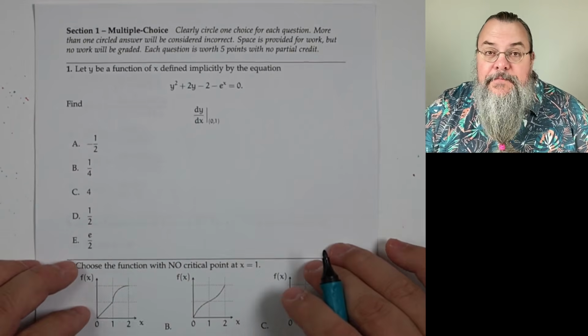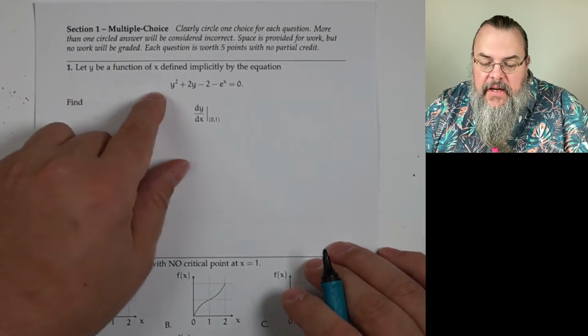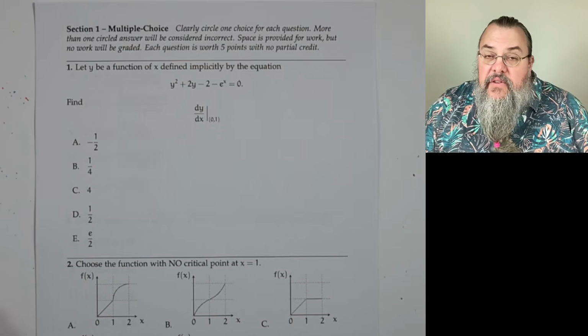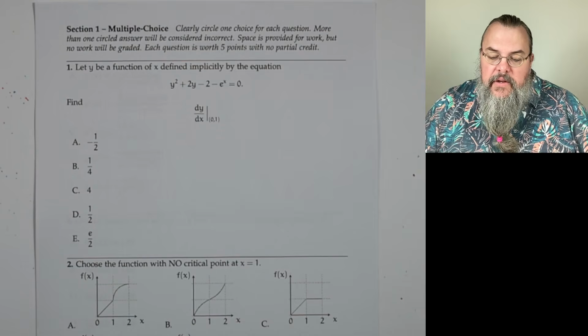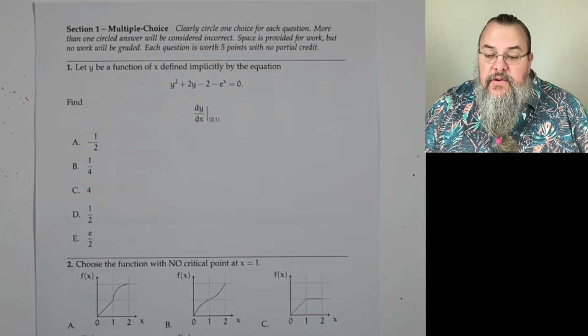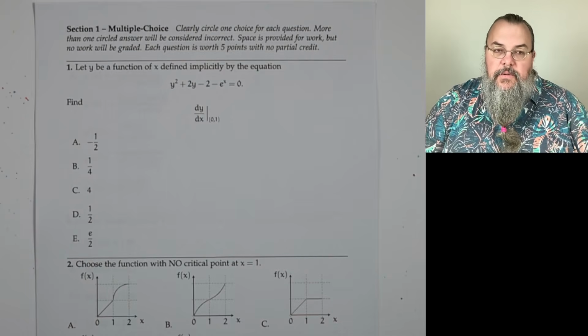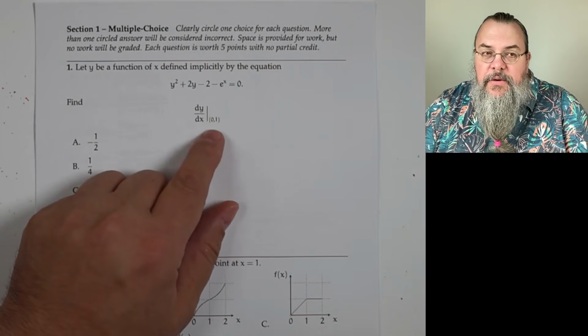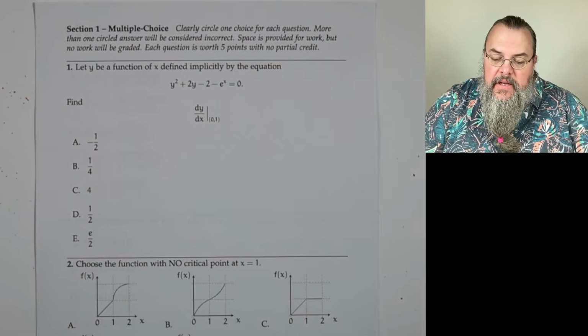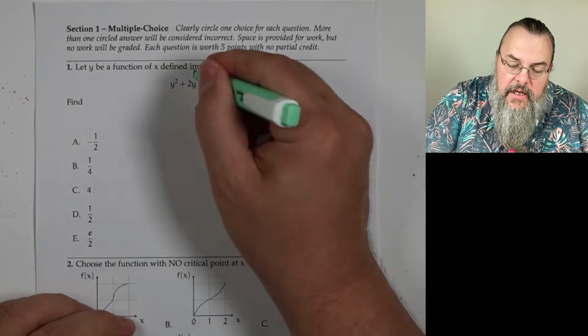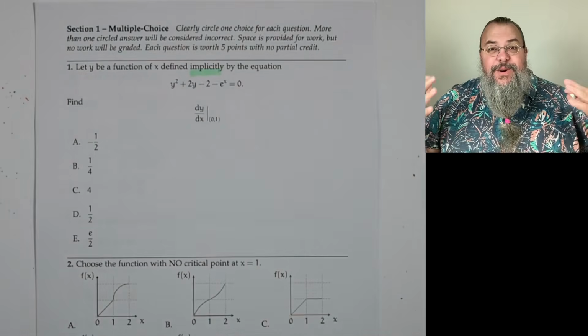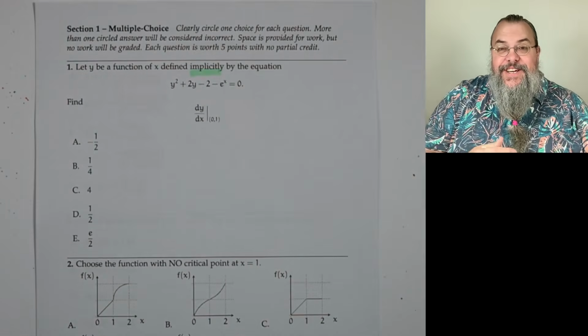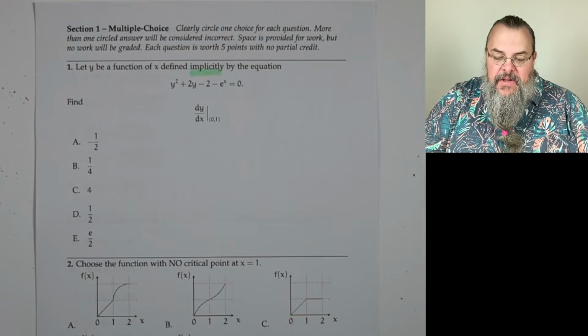Number 1. Let y be a function of x defined implicitly by the equation y squared plus 2y minus 2 minus e to the x equals 0. And it says dy/dx evaluated at (0, 1). Now, a couple of clues. Implicit tells us what? Implicit differentiation. All right, so that's the big clue.